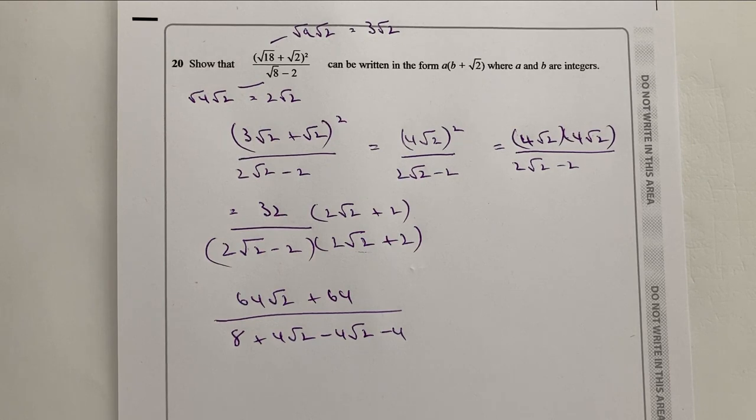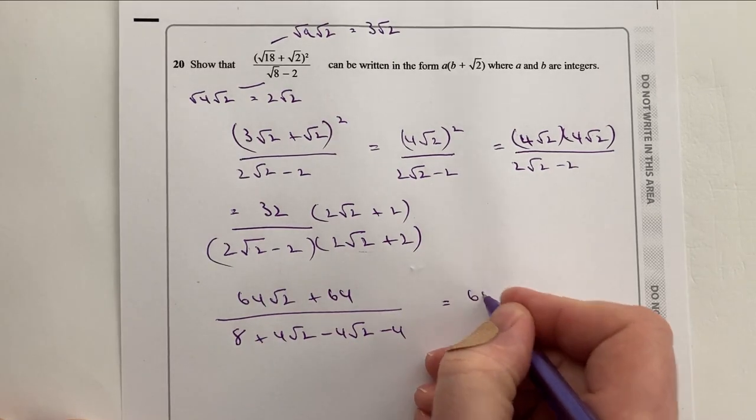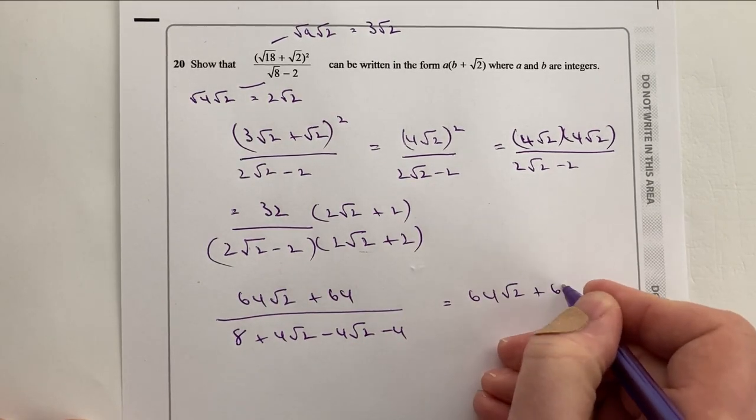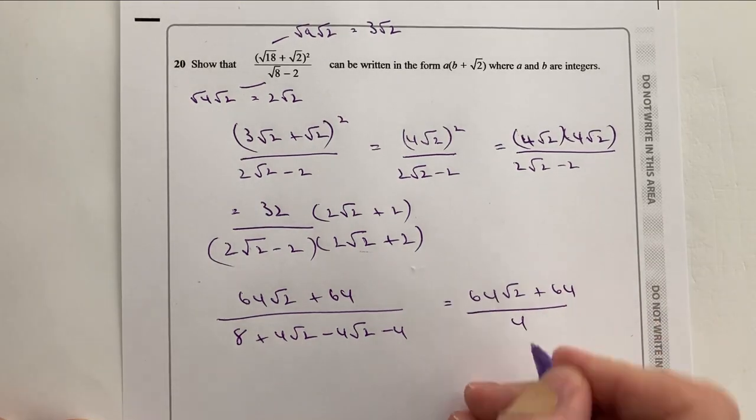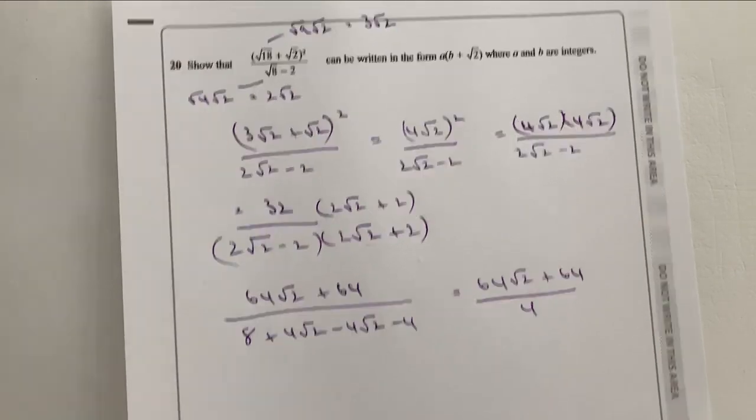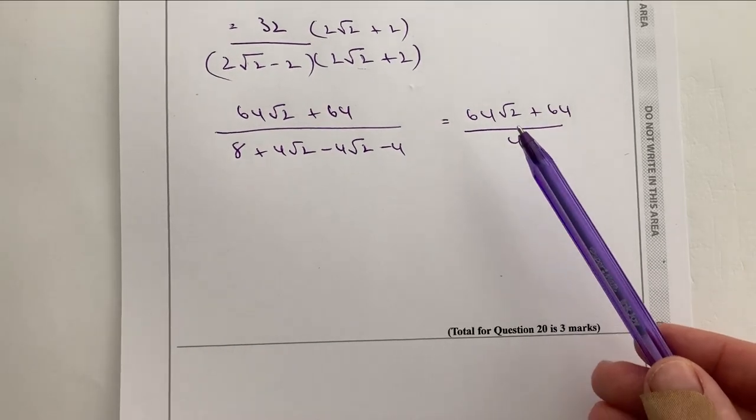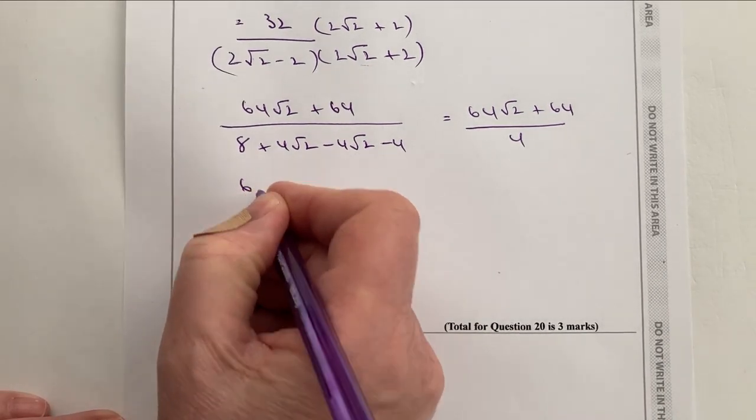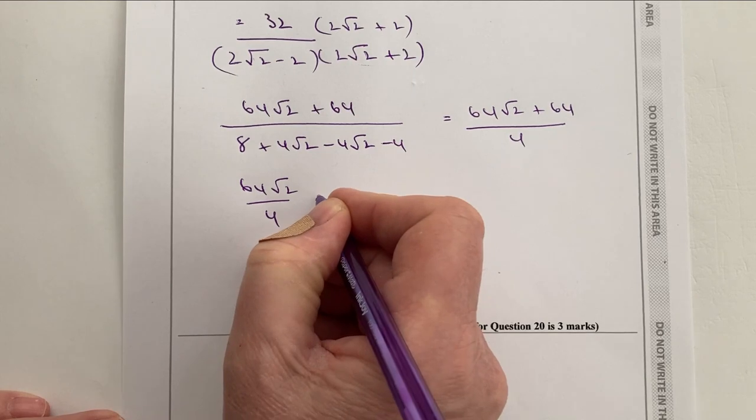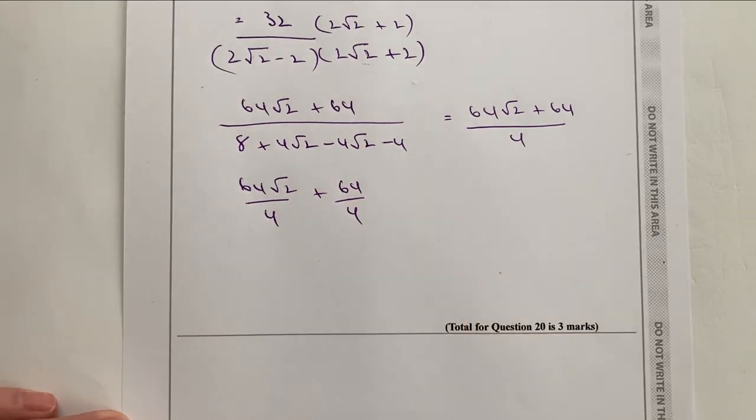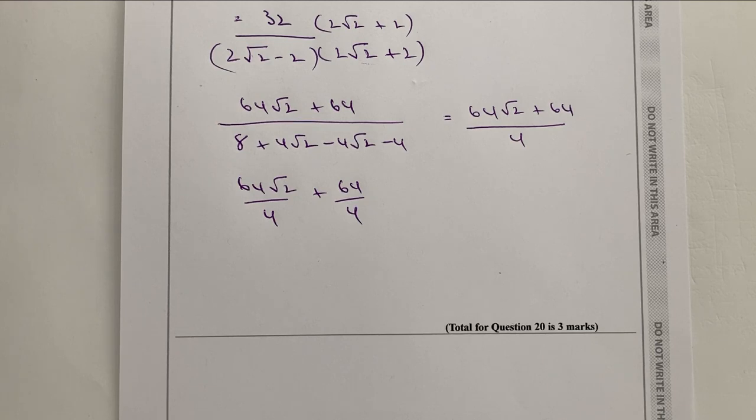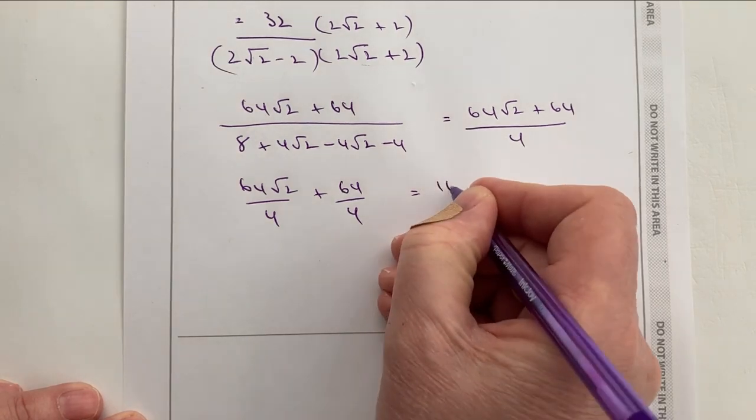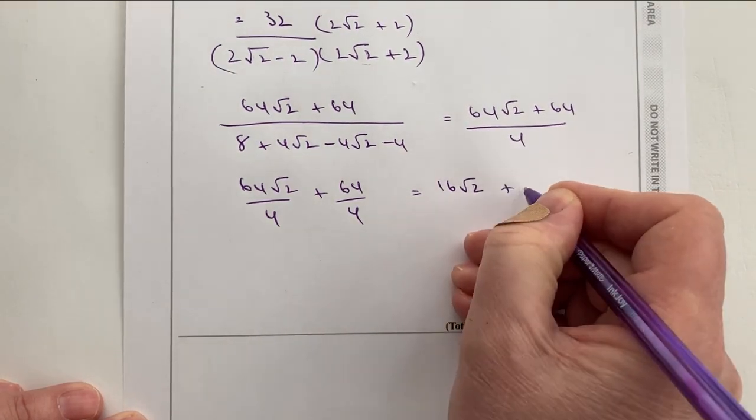All right, so let's now just tidy this up a little bit. So what I'll end up with is going to be 64 root 2 plus 64, all divided by 8 minus 4, which is 4. Now, as I'm sure you appreciate, this 4 is divisible into each of these. So I could write this as 64 root 2 over 4 plus 64 over 4. And as you know, 64 divided by 4 is 16. So what I actually end up with is 16 root 2 plus 16.